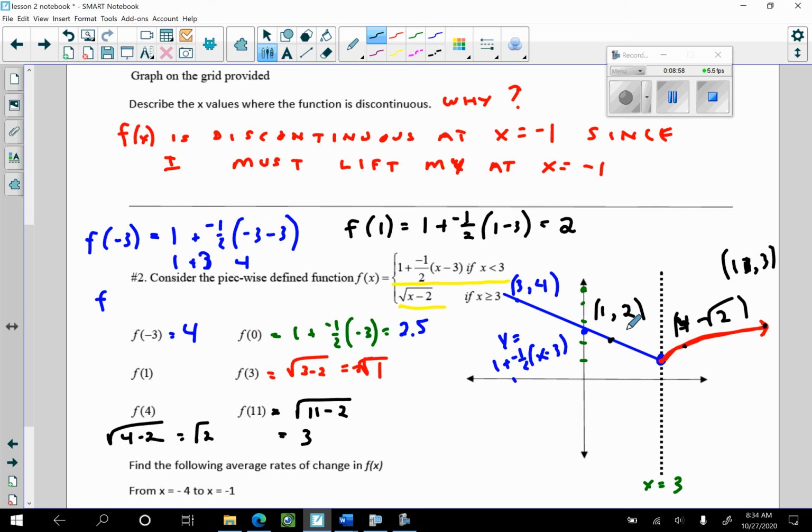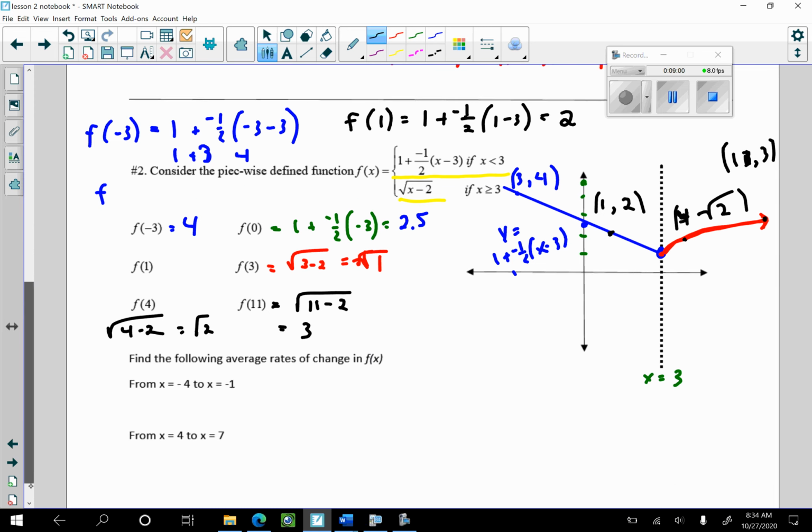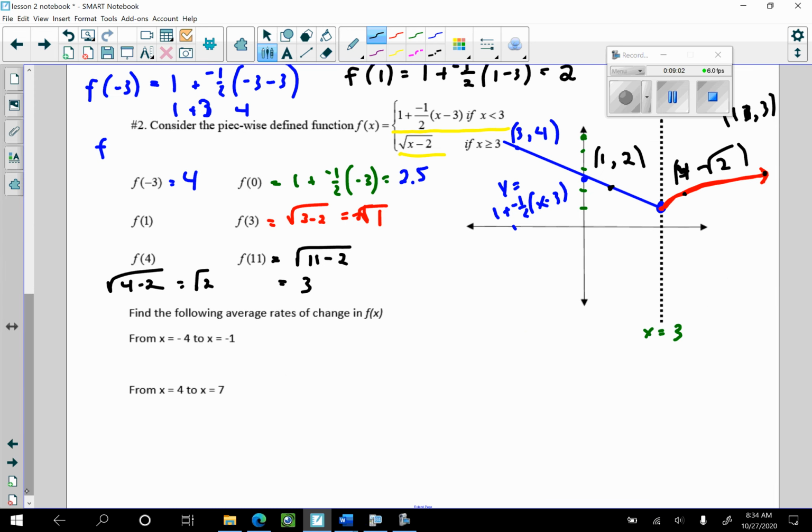All right. So let's go to this average rate of change. How are we doing on time? We have plenty of time. So let's see if it's, yeah, it's legit. Find the following average rate of change in f of x.